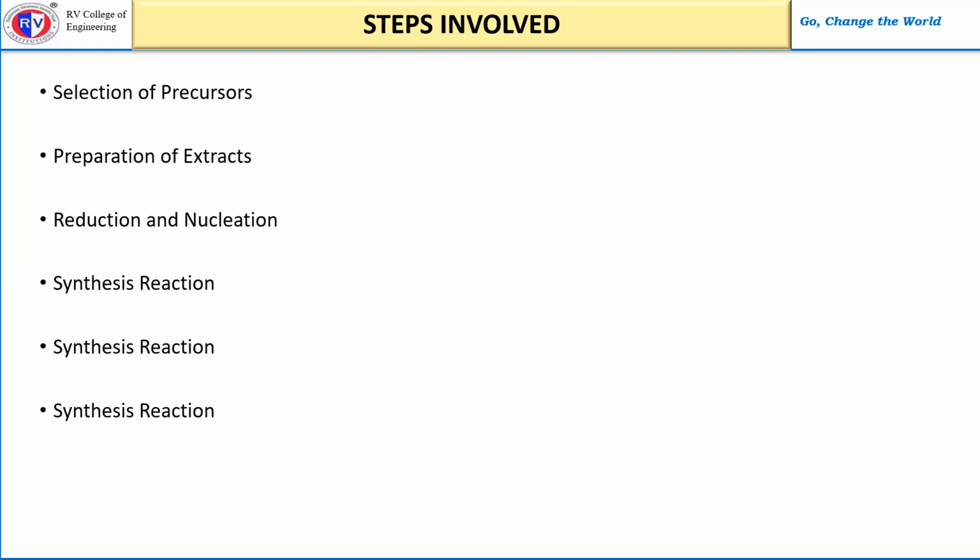The third step involved is reduction and nucleation. This means combining the precursor materials with the bioactive compounds from the extract. These compounds act as reducing and stabilizing agents, aiding in the reduction of metal ions and nucleation of nanoparticles. The next one is the synthesis reaction, which is carried out under controlled conditions, which might involve controlling temperature, pH, and reaction time.